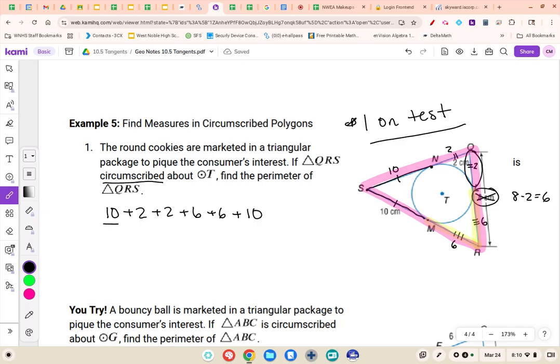If you notice, guys, I have pairs. I have 2 10s, 2 2s, and 2 6s. So when I add this together, I get that the perimeter for my triangle is 36 centimeters, because it is in centimeters.